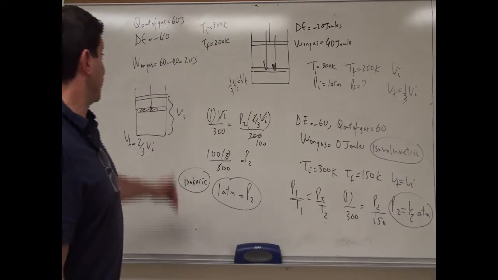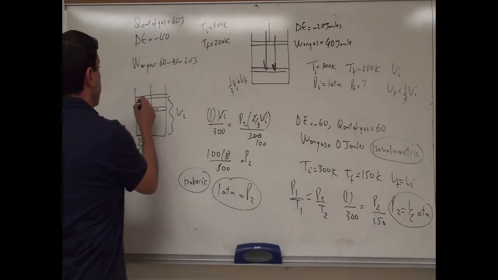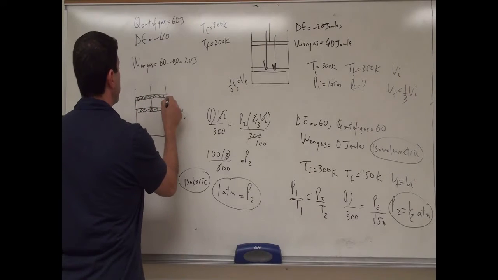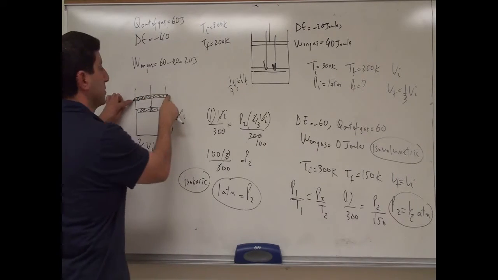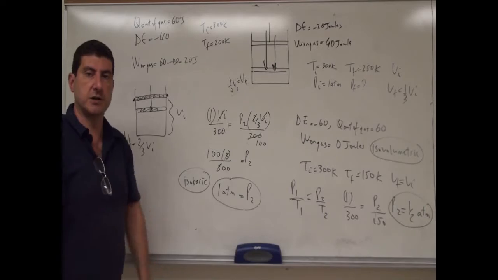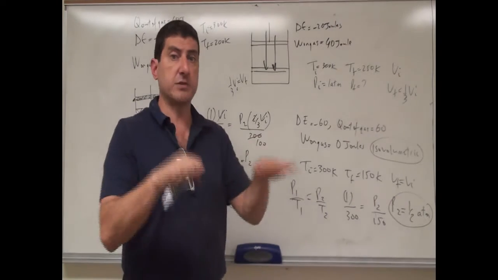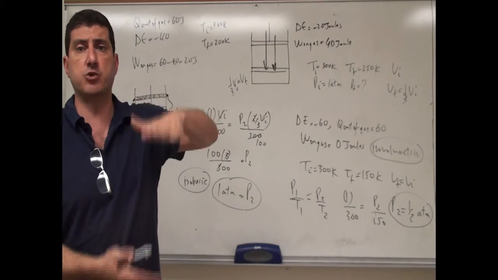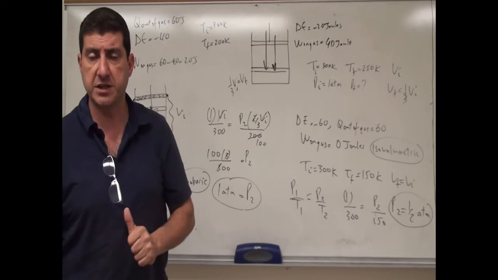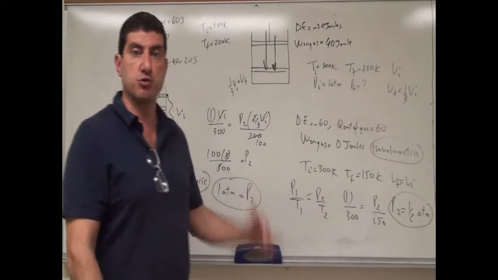Okay, so when would this happen? This would happen if the piston was bolted on the 2 ends. You put it on a cold bucket of ice water. If the piston is bolted, the gas cannot do any work. No work will be done on the gas, and therefore the pressure will drop.